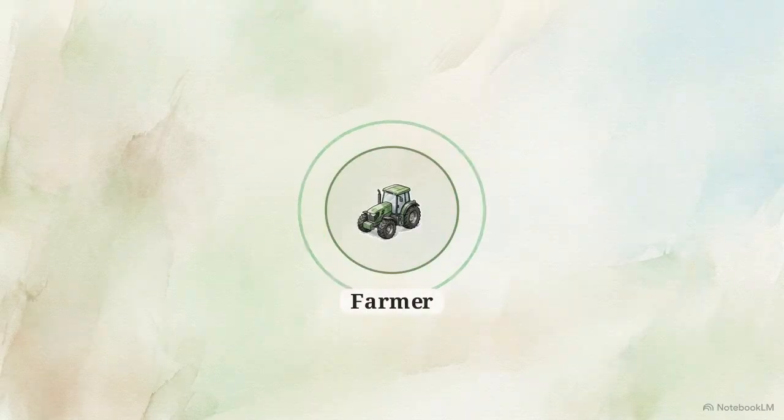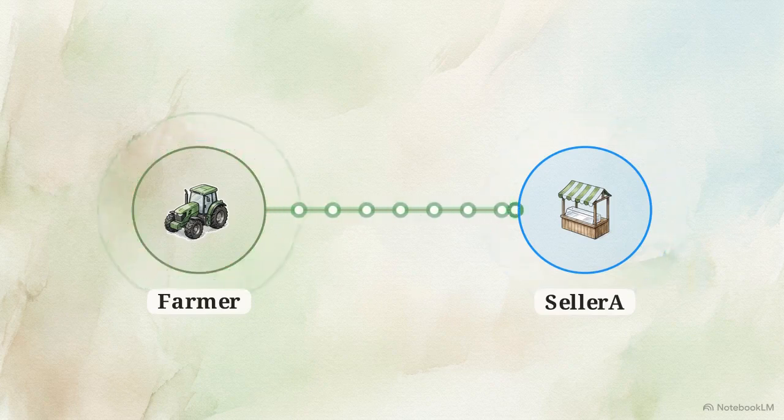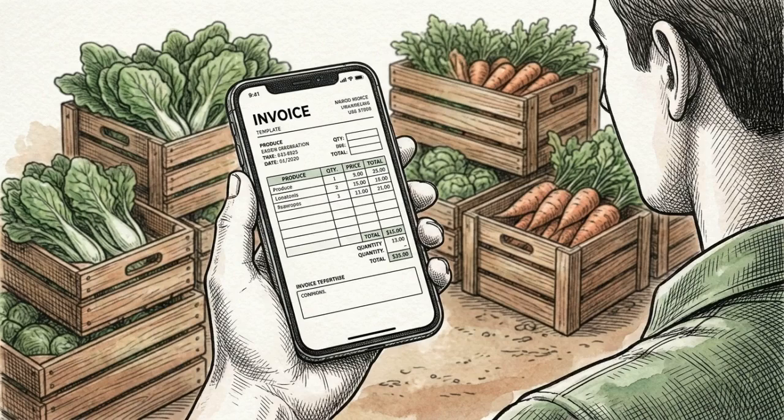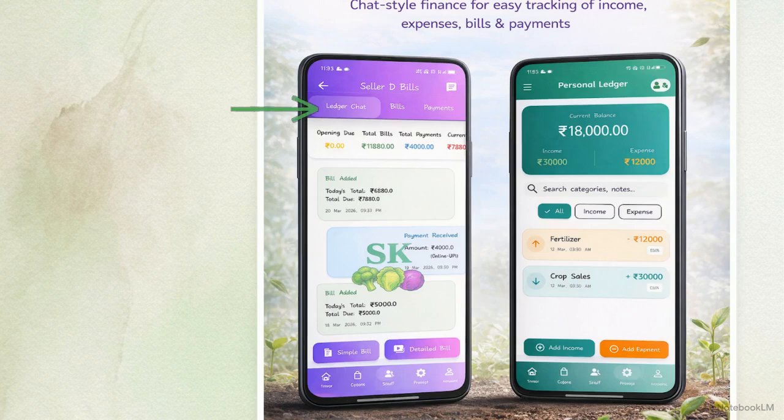Following the data flow outward from the farmer, we reach the trade layer, connecting to the primary seller, designated here as Seller A. Seller A's core workflow within the system involves purchasing crops directly from the farmer and instantly generating a digital purchase bill. To ensure rural adoption of this accounting process, the platform introduces a crucial user experience innovation, the chat-style ledger. LeafTech converts complex dual-entry accounting into a familiar messaging interface. Every generated bill and UPI payment appears as a simple text bubble.